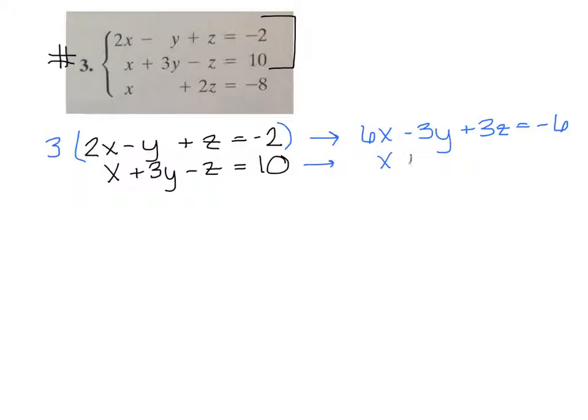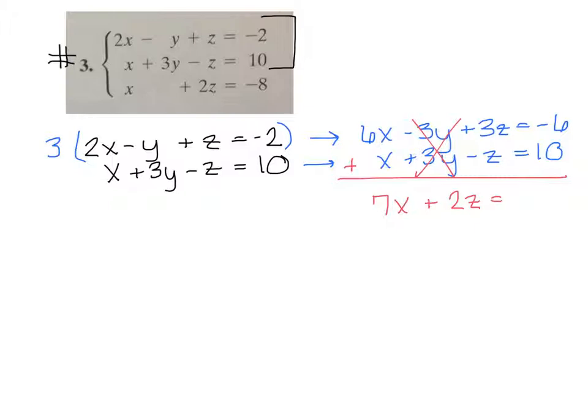Minus z equals 10. So 7x. We're going to add those 2 together. 7x plus 2z equals negative 6. 7x plus 2z equals 4. Negative 4. Positive 4.